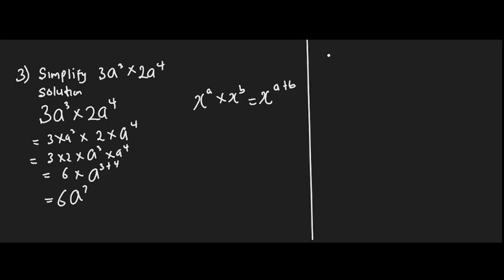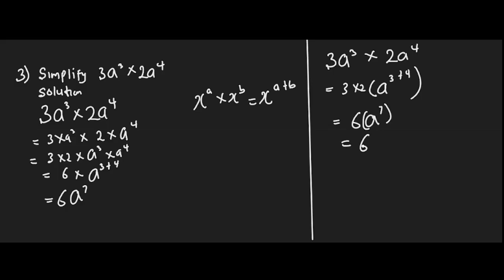Or quickly, we could also solve it like this. 3a raised to power 3 times 2a raised to power 4. All we just do is multiply the coefficients together, 3 times 2, bracket a raised to power 3. Now, since this is the same base, using this law, all we just do is take one of the base a. Since the operation between them is times, just add the power, 3 plus 4. Here we are going to have 3 times 2, 6, bracket a raised to power 7, and that's 6a raised to power 7. We have simplified that.